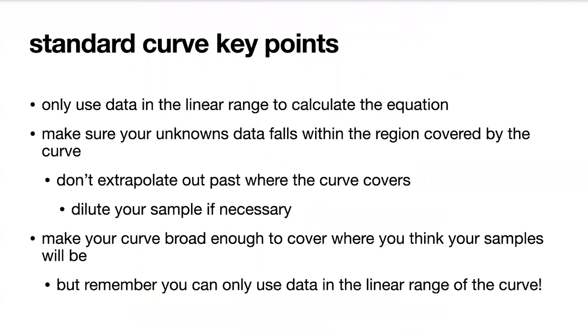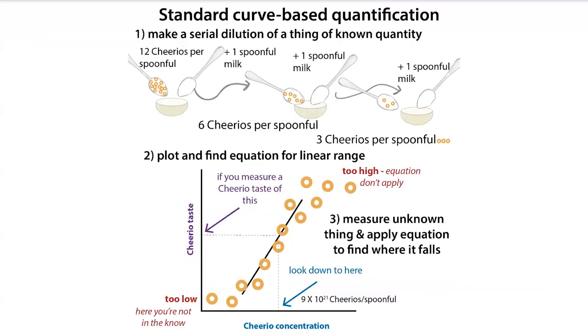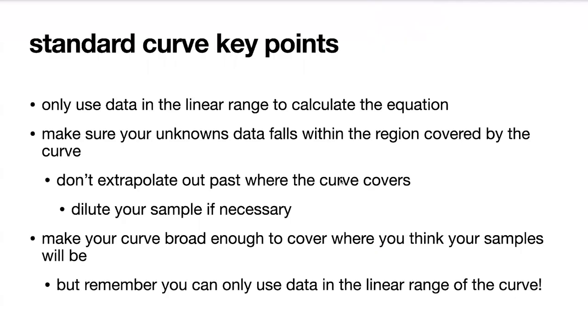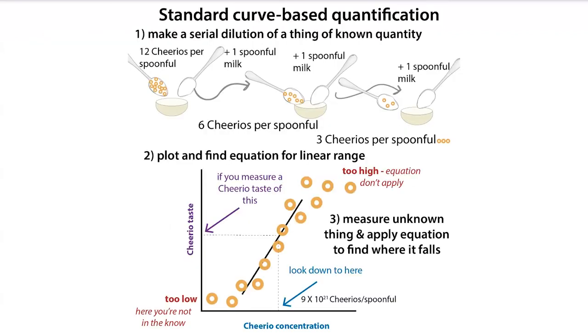One is that you can only use data in the linear range to calculate your equation. When you get a standard curve, typically at low concentrations and at high concentrations, there's not going to be a direct relationship between the concentration and the signal you're measuring. And so you can't use signal in those ranges. So you need to make sure that you're generating the equation based only on the points in the linear range, but that the data you're covering is actually in that linear range as well.